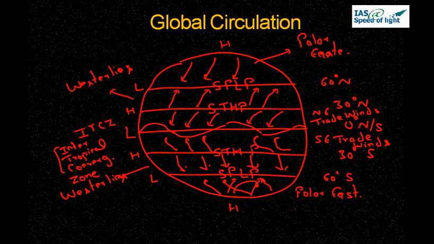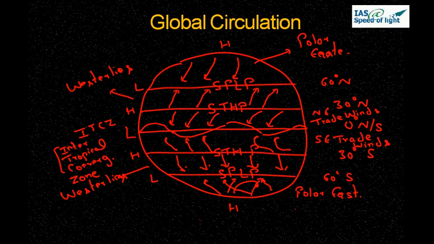These winds from the subtropical high pressure belts, in the northern hemisphere, are known as the northeastern trade winds. Similarly, in the southern hemisphere they are known as southeastern trade winds. Going a bit ahead, we find westerlies, which are moving from the subtropical high pressure belt to the subpolar low pressure belt. Same in the southern hemisphere.